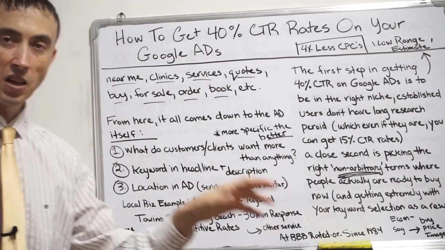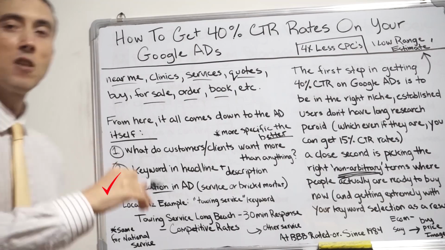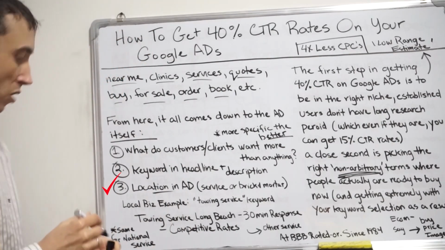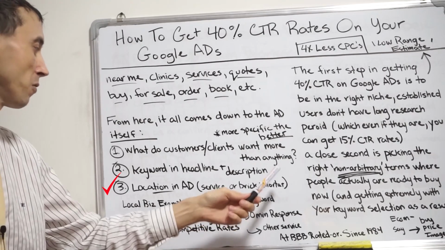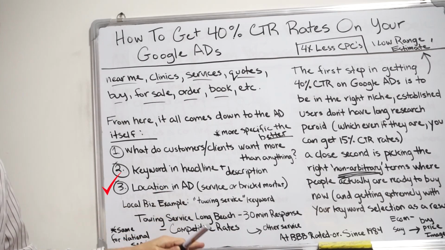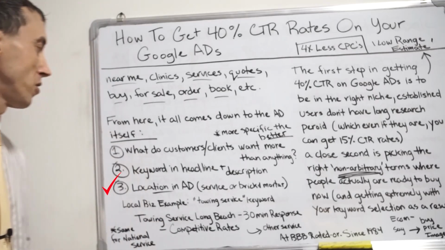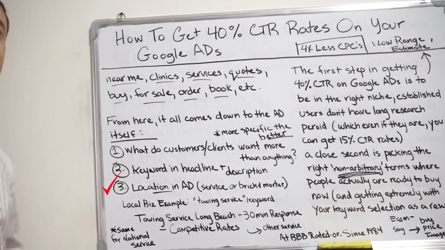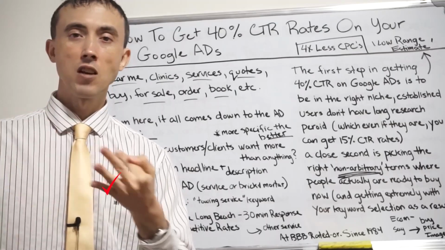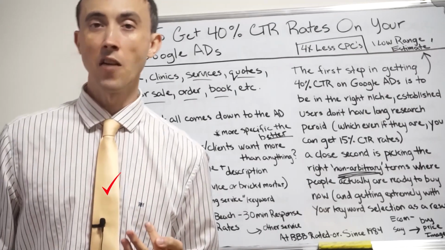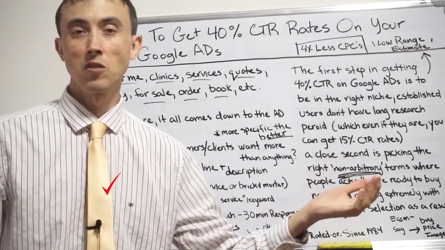And the last part of the formula to get the 40% is to put the location in the ad for a service or a local brick and mortar product seller. So going back to the ad example again: towing service, Long Beach, 30-minute response, competitive rates. If you saw this ad, it would be obvious that you would want to click on that one first, because it tells you exactly what you want to know. For a local service, you want to know: can you do it? Do you cover my area? Typically, can I trust you is the other one. For a towing service, they don't care if they can trust you or not. They just assume it, because it's not a big decision.